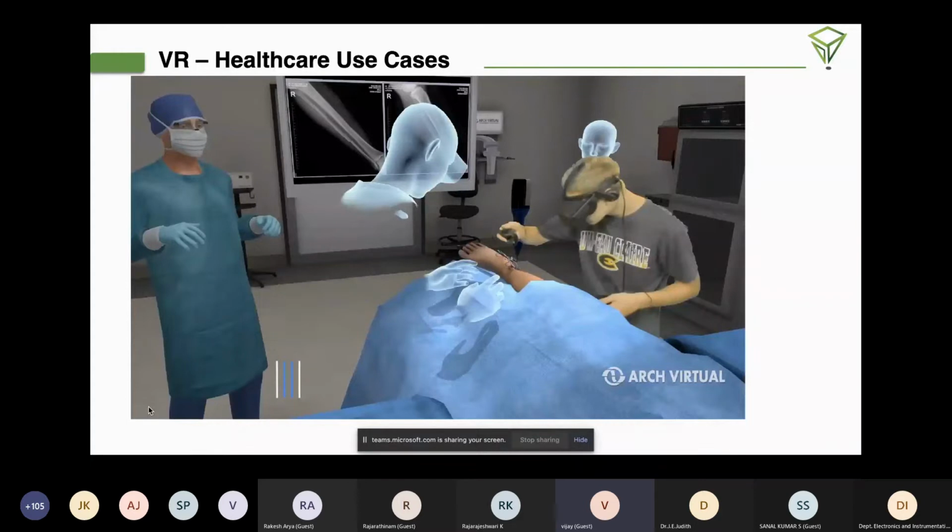So this multi-user, collaborative training can be done as a VR simulation, and it can be used during surgery, during learning, or also for other industries.